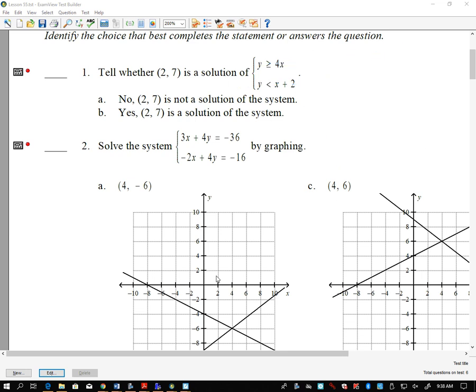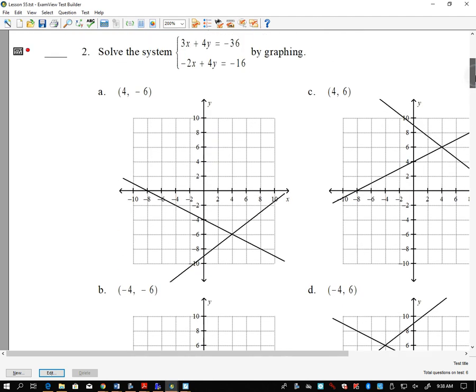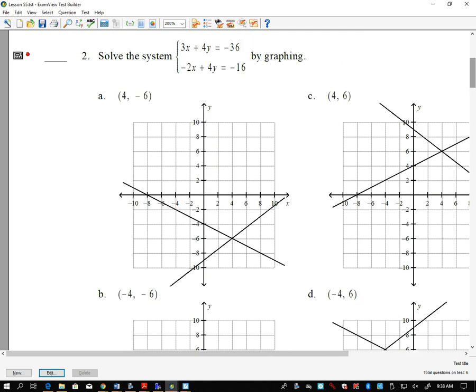Okay, let's take a look here. This says solve the system by graphing. If I'm going to graph this, what might I want to do with 3x plus 4y equals negative 36? Exactly, change it to slope-intercept form. How do I change a linear equation into slope-intercept form? What do I want to solve for? Solve for y. Yes, thank you, Caden.